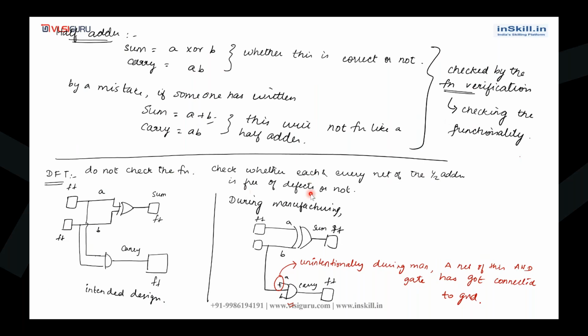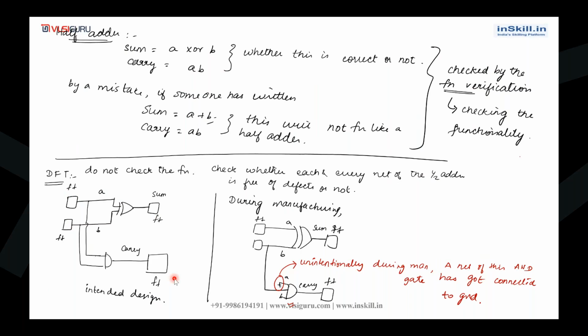So for example, this is our intended design. A XOR B gives the sum, and A AND B gives the carry. The A and B inputs of these gates come from some flops, and the outputs of these gates go to some flops. So this is our intended design.